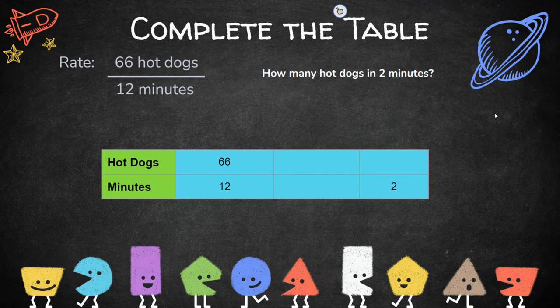All right, let's take a look at our table. We have 66 hot dogs in 12 minutes. Our ultimate goal is to get to how many hot dogs in 2 minutes. But we don't just want an answer here. We are working in a ratio table, which means we're going to fill out something in that middle box too.